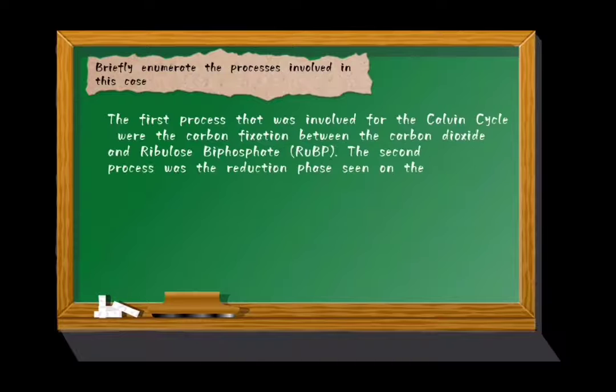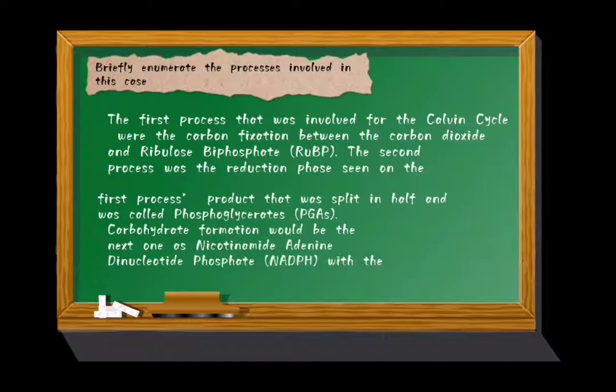Briefly enumerate the processes involved in this case. The first process involved in the Calvin cycle is the carbon fixation between the carbon dioxide and ribulose biphosphate, RuBP. The second process was the reduction phase seen on the first process product that was split in half and was called phosphoglycerates, PGAs.